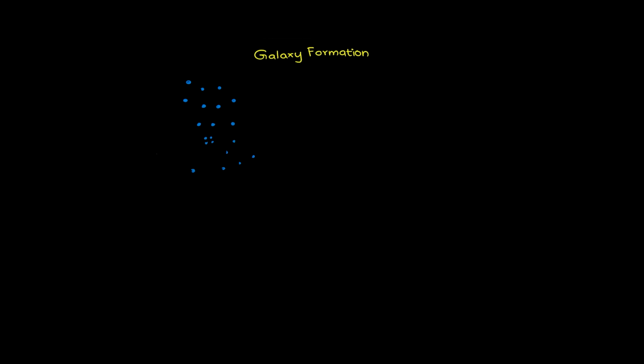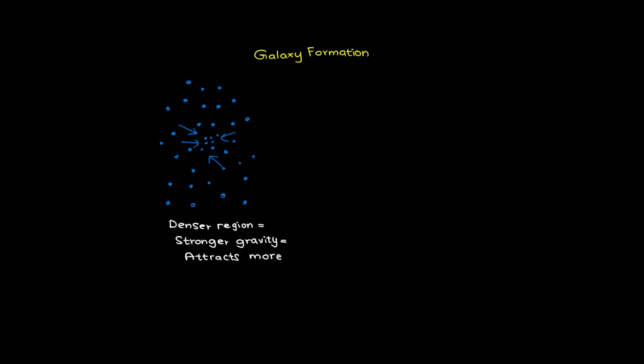There were slight density differences. Some regions had a bit more matter than others. Those denser regions had stronger gravity. They attracted more matter from surrounding areas. Over billions of years, matter clumped together into stars, then star clusters, then galaxies.